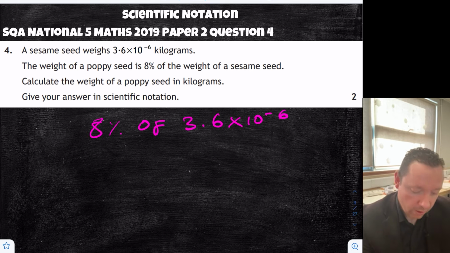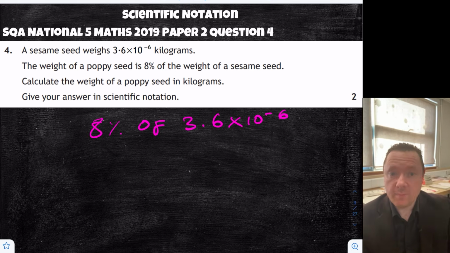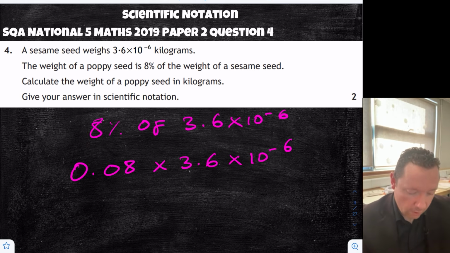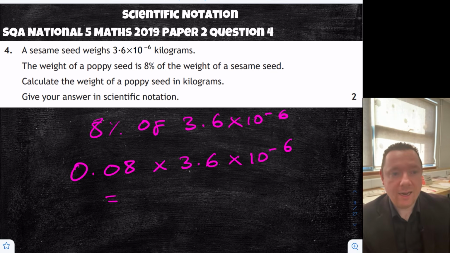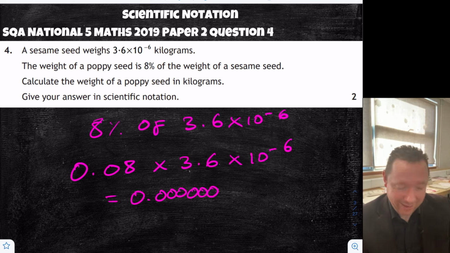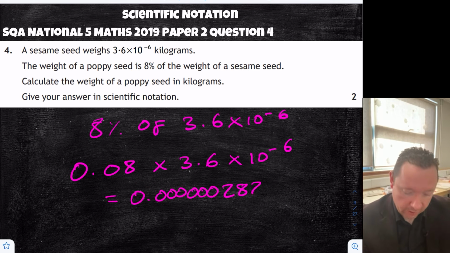So in a calculator, I can do 8 times that and then divide by 100, or just do 0.08, because that's 8%, times 3.6 times 10 to the minus 6. Now, when you do that in your calculator, you might get an answer of 0.000000288. Or if you're lucky, your calculator will give you it in scientific notation. But let's assume it didn't. We change that to scientific notation.